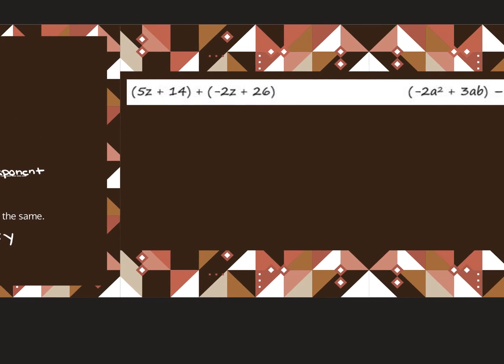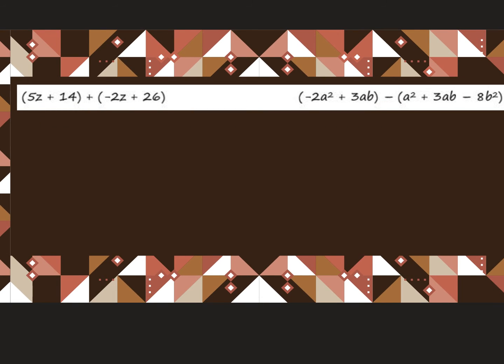All right. So let's take a look at some examples. So again, we will be adding and subtracting. Remember, when we're adding and subtracting, all we're doing is combining like terms. If we go way back to when we were solving equations, we combine like terms after doing the distributive property and before moving the variable. So looking here, I have 5z plus 14 plus negative 2z plus 26. Let's collect our like terms. 5z and negative 2z are like terms, and 14 and a positive 26 are like terms as well.